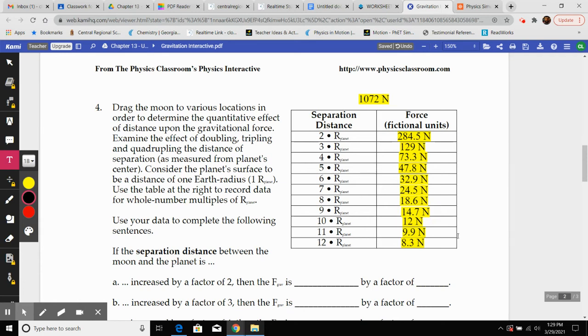Okay, so here are our values. All right. Now, if the separation distance between the moon and the planet is increased by a factor of 2, then the force of gravity is blank by a factor of what?